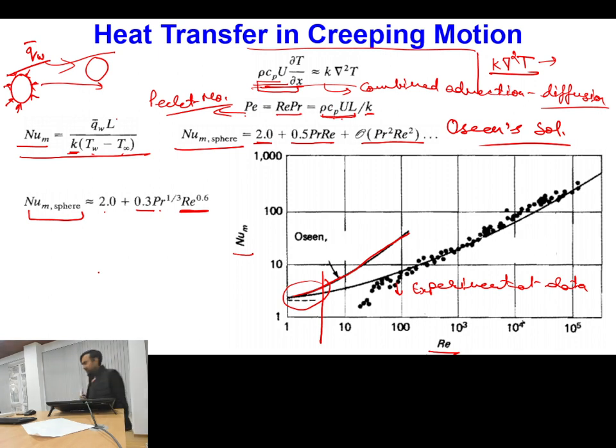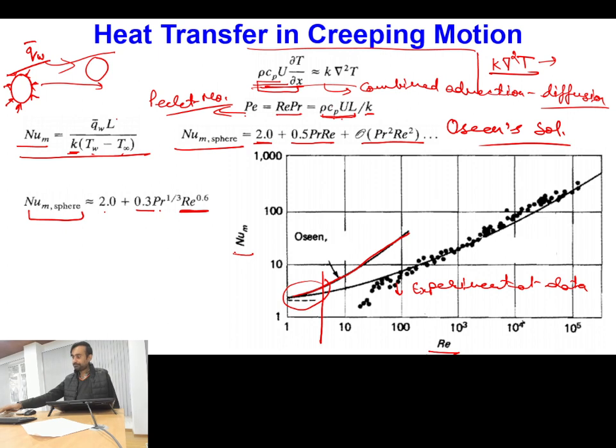Yes, it depends upon the value of the Prandtl number. We have to change that coefficient. Sometimes 1 by 3, sometimes 1 by 4. So for heating it is 1 by 3, for cooling it is 1 by 4. So that is there, but we are actually coming towards that order.